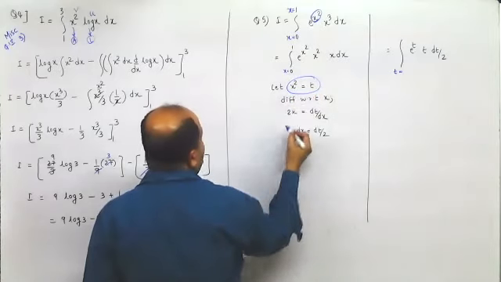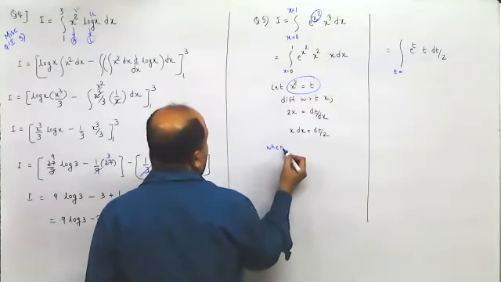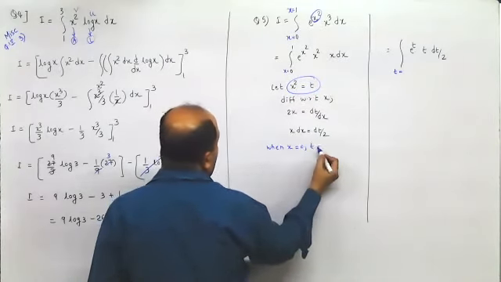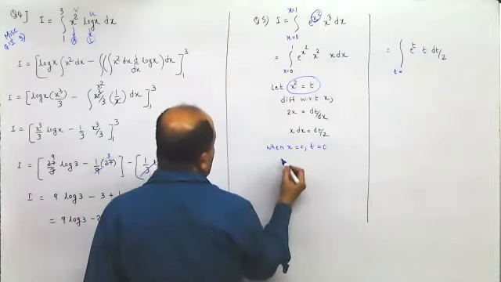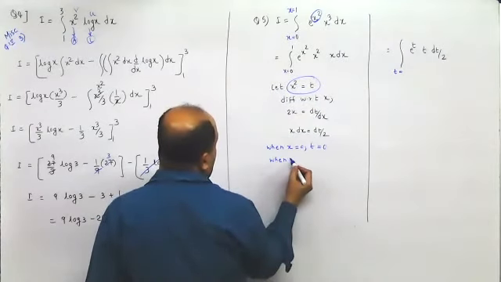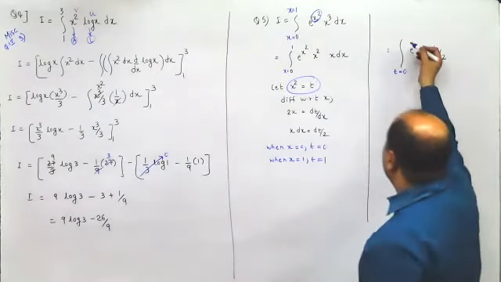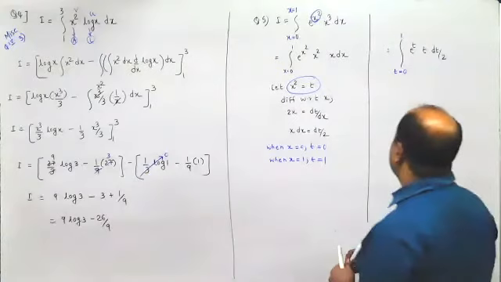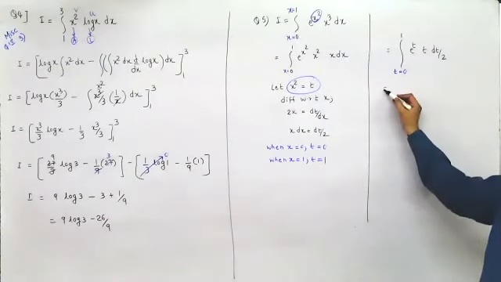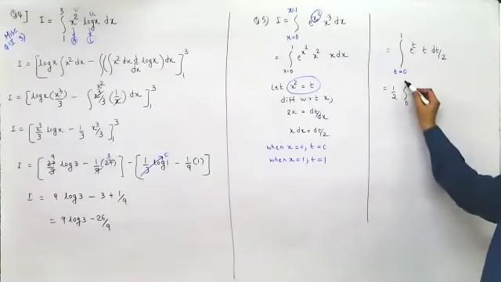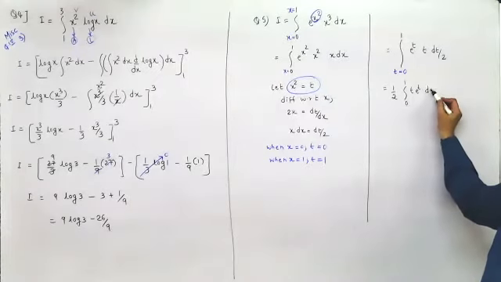When x is 0, t is 0. And when x is 1, t is 1. So when x is 0, it would be replaced with 0 here. X is 1, t is 1. Now take that half outside. You would get half integral 0 to 1 t e raised to t dt.